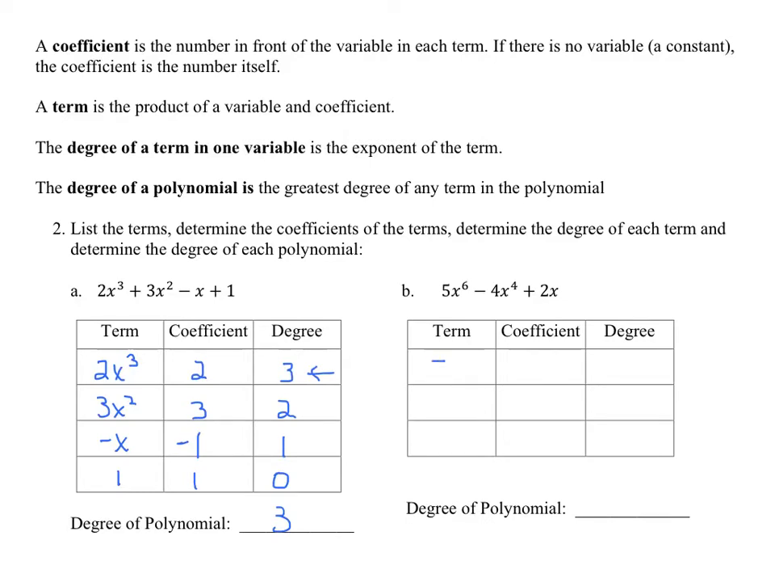Next, let's list the terms in B. It's nice and straightforward, you guys. We love that. The coefficient is 5, -4, and 2. Degree is 6, 4, and 1. So the degree of the polynomial is 6. It's the highest exponent in the problem.